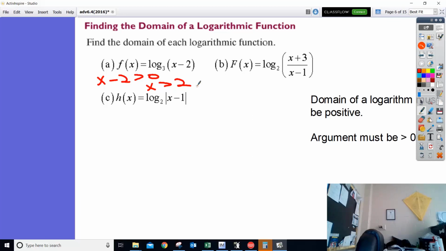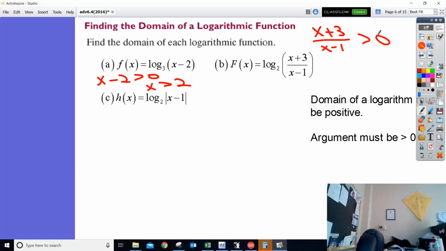What do you know about x plus 3 over x minus 1? What must it be? It must be greater than 0. Let's see, we did this section months ago, it seems like. The truth is, you only have to set part of it to be greater than 0, if I remember right. Question is which part? Would it be the top or the bottom? I think we did it with the bottom.